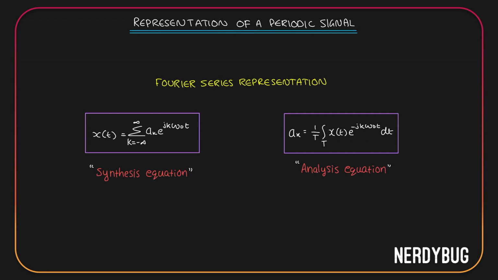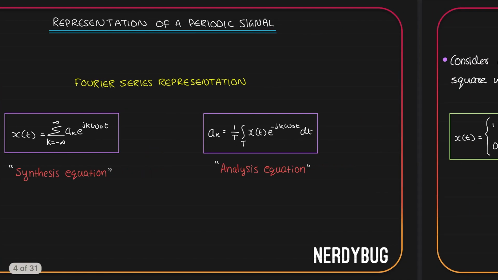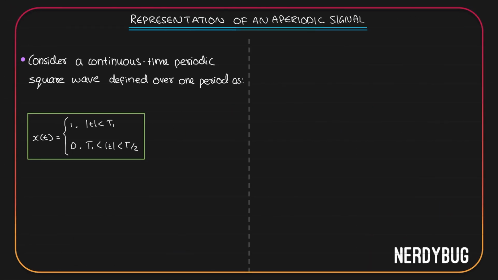Now, Fourier series representation was exclusively for periodic signals. In this video, we're going to explore if we can develop something like that for aperiodic signals as well. For that, let us consider a continuous time periodic square wave that is defined over one period as this. x of t is equal to 1 for mod t less than t1 and it is 0 for t1 less than mod t less than T by 2. On a graph, it will look like this.